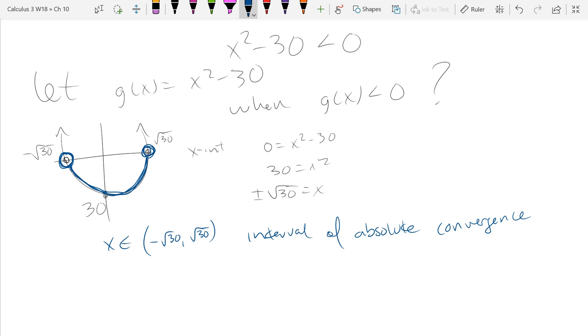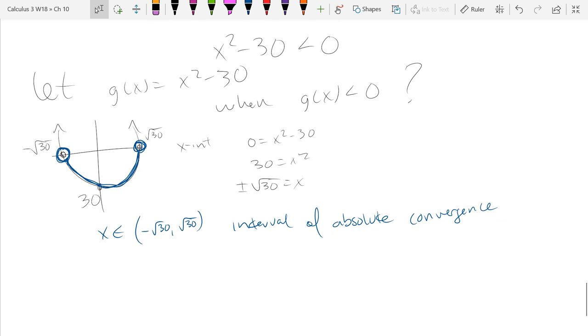Now, you do need to test the endpoints individually. So you have to test square root 30 and negative square root 30 to decide, does it converge at one or both of the endpoints? Unfortunately, that theorem doesn't help you out at the endpoints. It just helps you out on the open interval part of it. So you have to test the endpoints separately, which I'm not going to go and do. It's exactly the same as testing the two endpoints in any other problem.